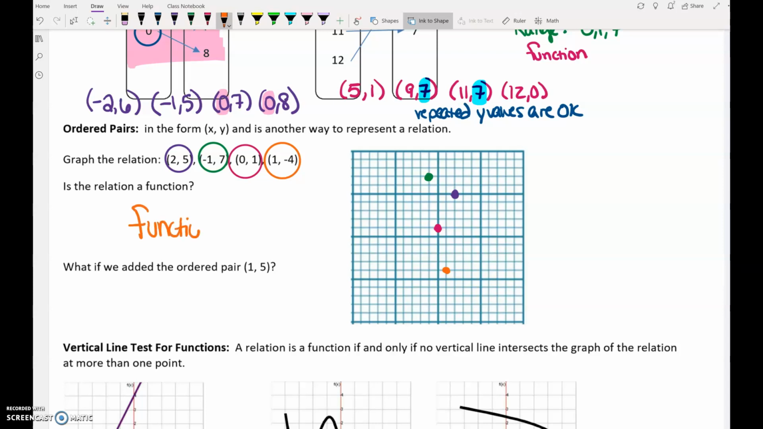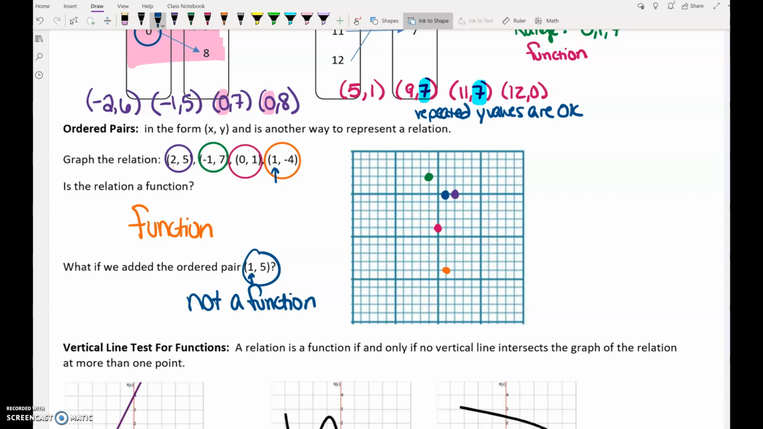This is a function because if you look at the X values, we do not have any repeated X values. What happens if I add this point? 1, 5. So 1, 5 is right there. Then it wouldn't be a function. It's not a function. We have an X value of 1. We already had an X value of 1. So you can see in the points that there's a repeated X value.